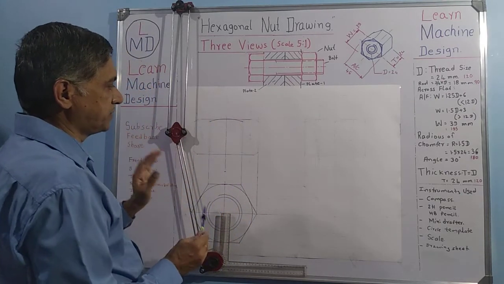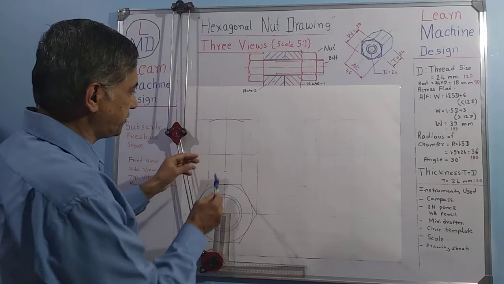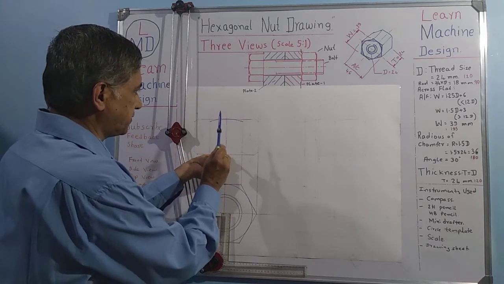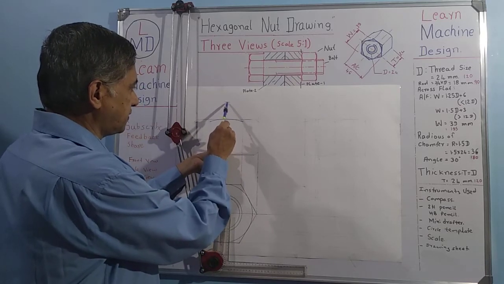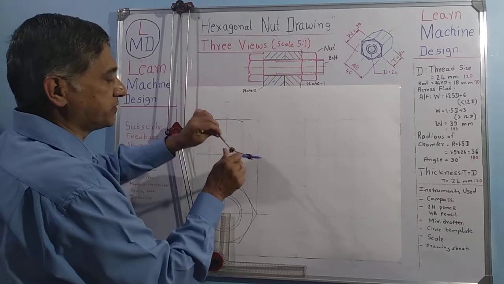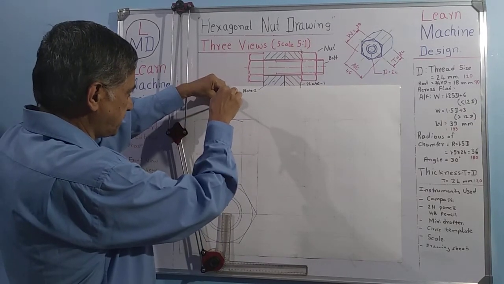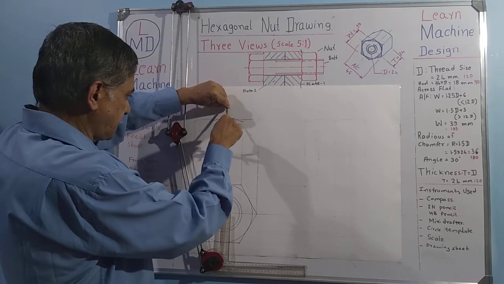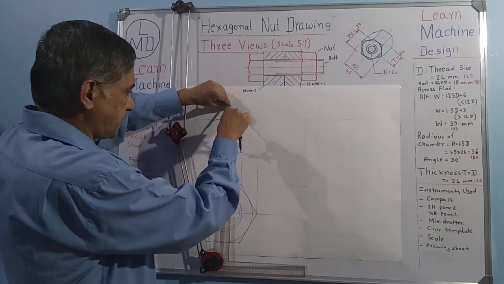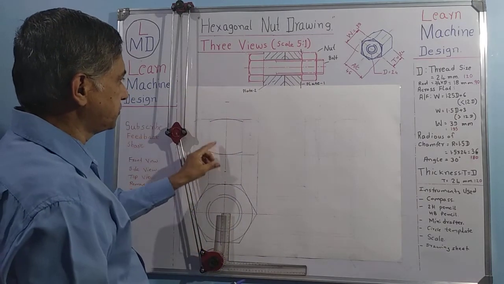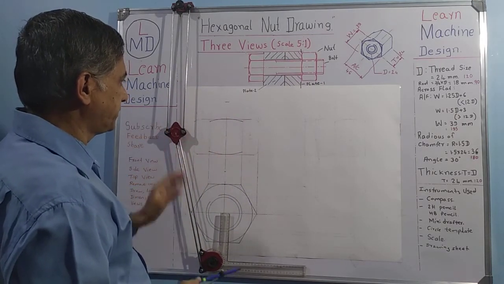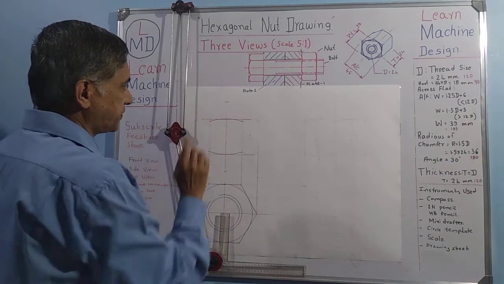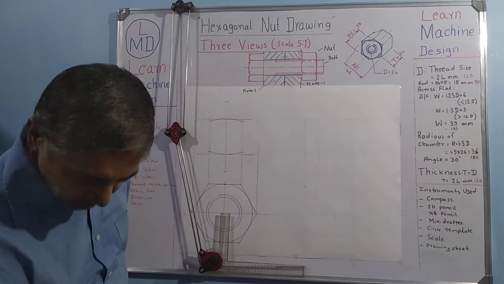One line is ready. In a similar way we have to draw this side line also. For that, fix like this and draw like this. Got this line. Reverse this compass and take this as reference and draw like this. That means two radii are ready. Then we have to draw this radius also. For that, there are some skills to draw.